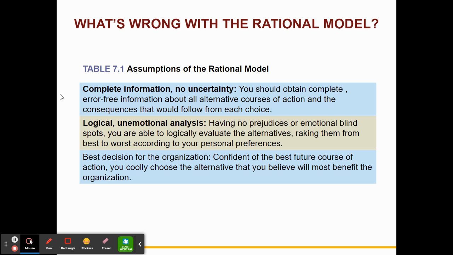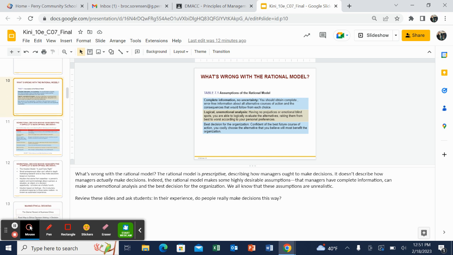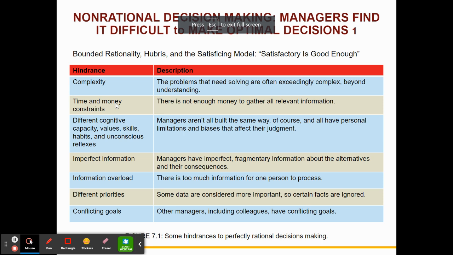So you have really three assumptions with the rational model that ultimately end up working against the rational model as the ideal for the business. Not to say in practice we would love to be able to execute these. It's just very difficult in the business world to execute that strategy given those three assumptions. All right. So then we take a look here at the non-rational decision making. Managers find it difficult to make optimal decisions.